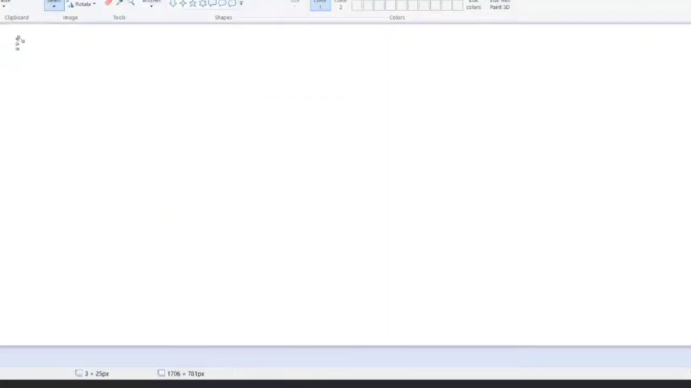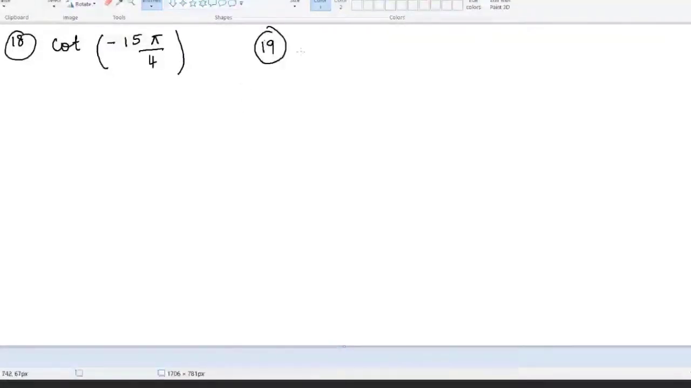So write the 18th question. I will give you 3 questions for practice now. You have to do it. Cot of minus 15 pi by 4. This is one question. So proceed with the 18th one, complete that, then move to the 19th question. Okay, I'll give you 3 questions and 5 minutes. Okay, proceed.